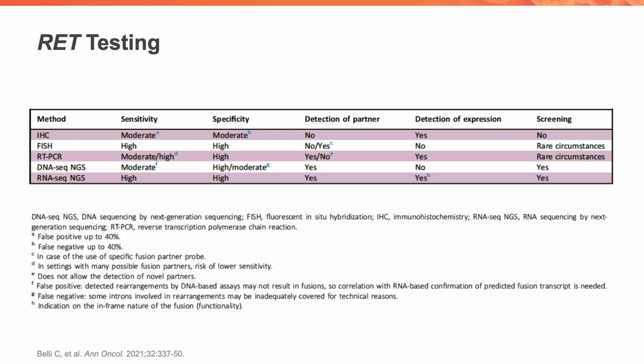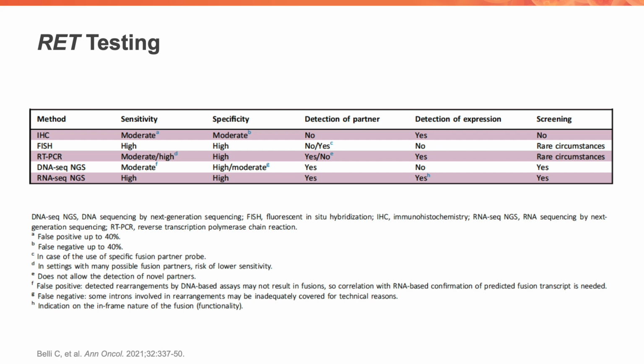The first is immunohistochemistry, and I'll be brief here because essentially RET immunohistochemistry has only moderate sensitivity and specificity, and ultimately this should not be used for screening because it's really not sensitive enough, and it's an isolated test, a single test, and so it's not multiplexed either, and so we really shouldn't be using immunohistochemistry for RET fusion detection.